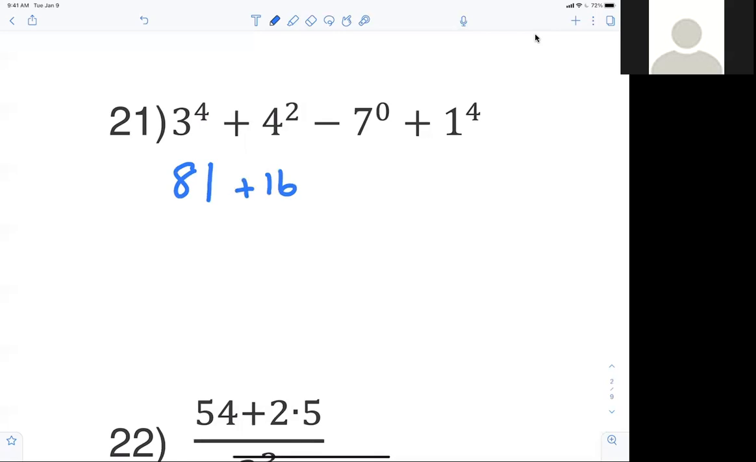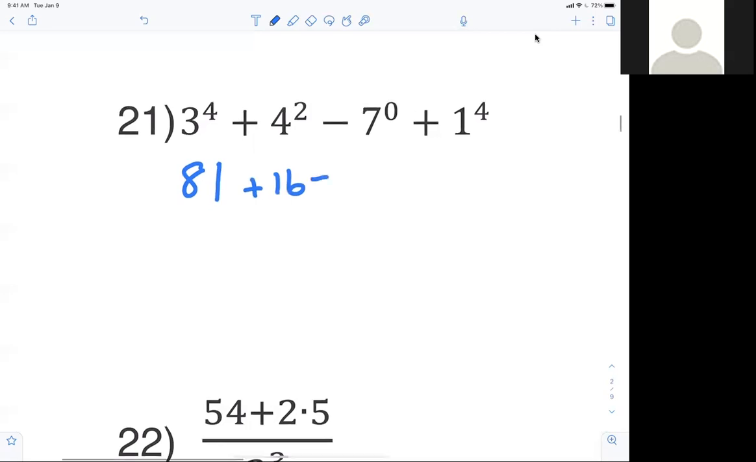Anything to the 0 power is a 1. Okay, so if you forgot that, now it's time. Make yourself a note. Look over it. Every time you make a mistake, you should be highlighting it. And then tonight, look over it. And tomorrow night, look over it. Okay, what's 1 to the 4th? 1. So what do we got? 81 plus 16 would be 97. Yes, very good. Thank you very much.